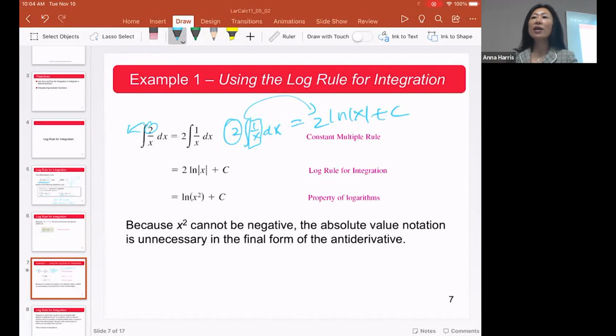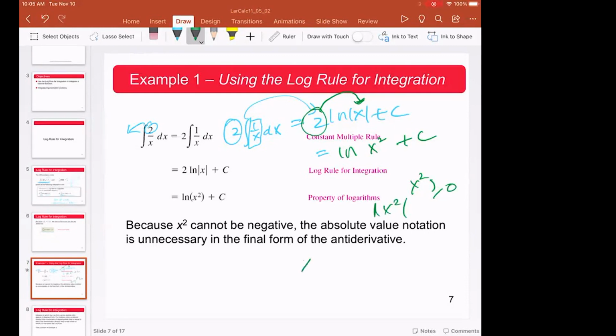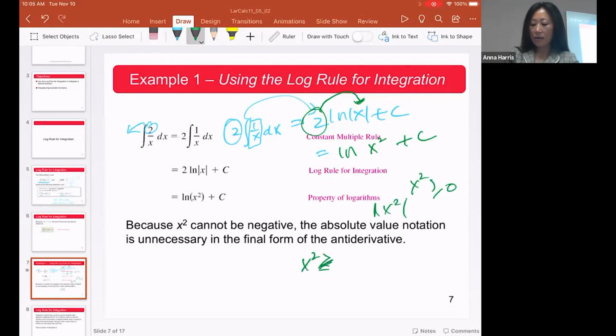All right. But if you want to condense it even more, which means I can put your 2 into the power of x. So I can make it into natural log of x squared plus c. In this case, I can drop the absolute value because x squared is always positive or 0. So I don't have to put the absolute value of x squared, because x squared is always a positive number, or 0. That's why they drop the absolute value there.